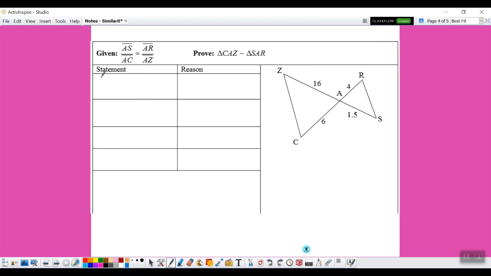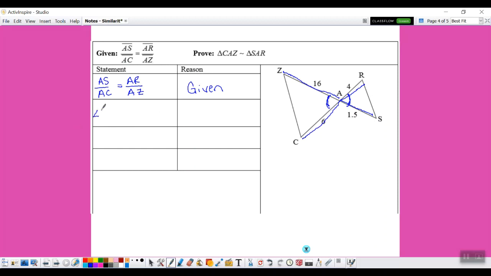Again, let's start with our given. AS over AC equals AR over AZ because that was given. So we know we have two pairs of proportional sides. So we either need to prove that ZC and RS are proportional to the other sides, or we need angles that connect this. So if we have AZ and AR, AC and AS, those all touch this angle A here, and those are vertical angles.